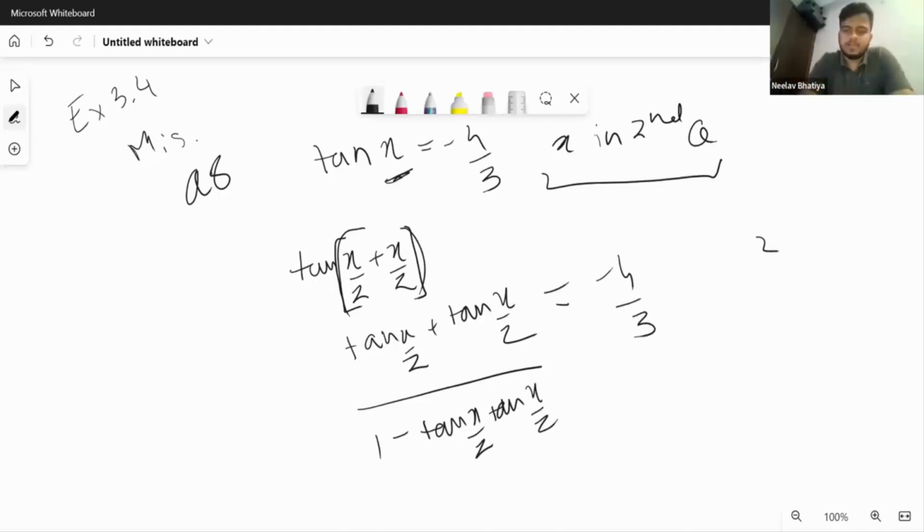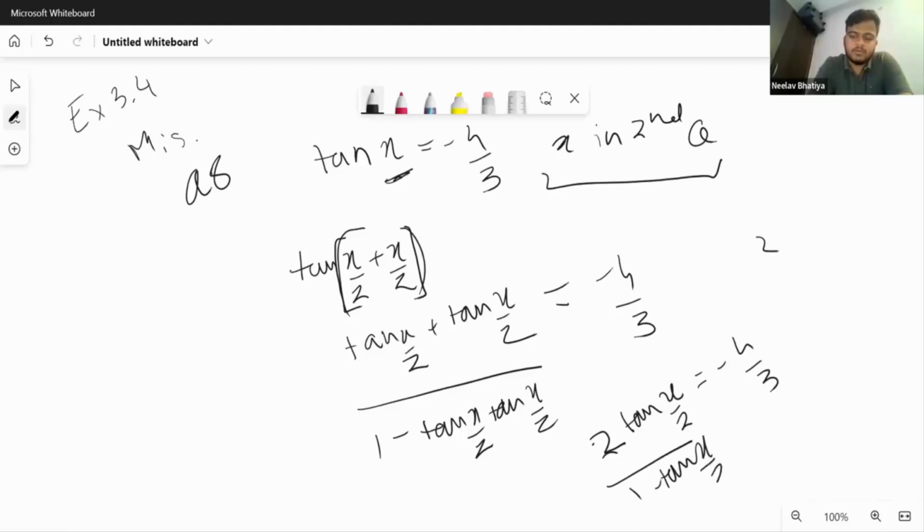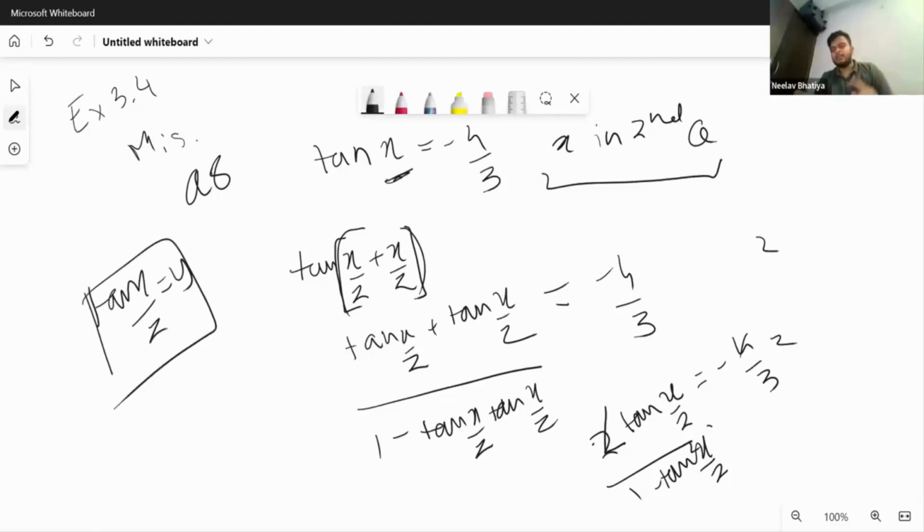That makes sense? So what I'll get is 2 times tan x by 2 upon 1 minus tan squared x by 2 is equal to minus 4 by 3. 2 and 2 get cancelled. What I'm left with is, now I'm going to start writing tan x by 2 as equal to y. Correct. I am going to assume that. Let us assume tan x by 2 is equal to y. Why do I assume that? I assume that because I'm going to solve a quadratic equation here. So that representation is going to help me solve it more quickly, right? Like that.